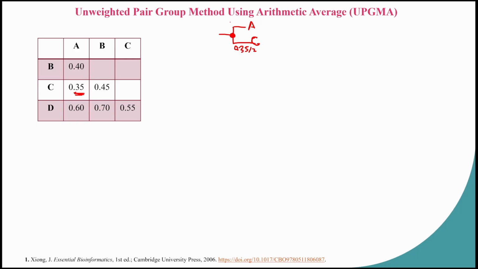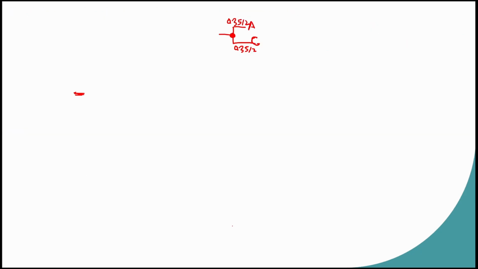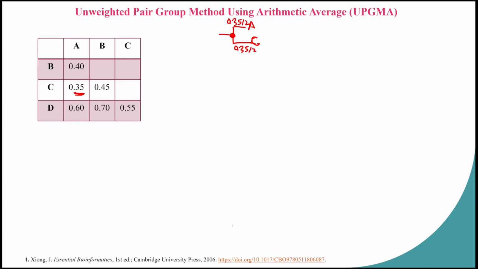In this case, as you saw in the earlier slide, constant evolution rates are assumed, right? So that's why 0.35 divided by 2 would be the distance from the common midpoint to each of these sequences. Okay, so that's how it looks like. So it will be 0.175.